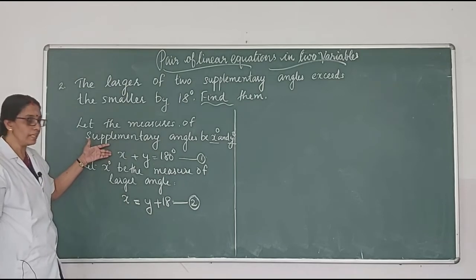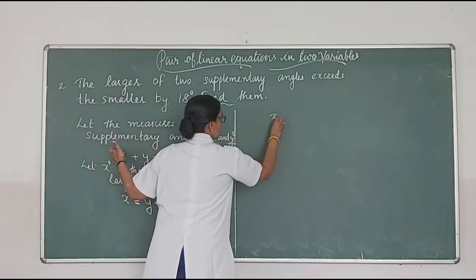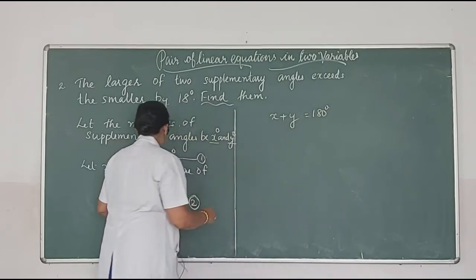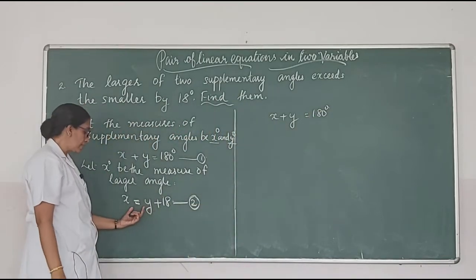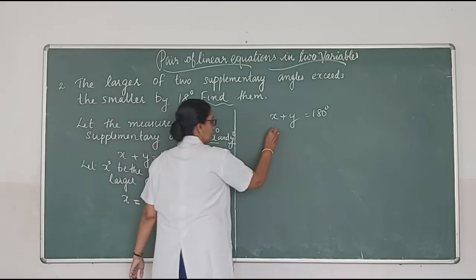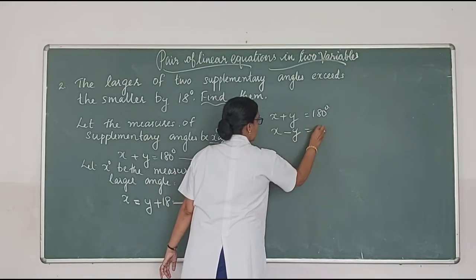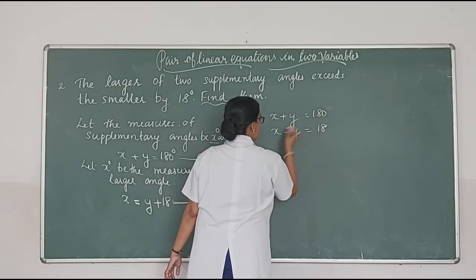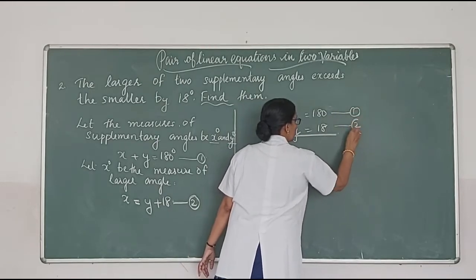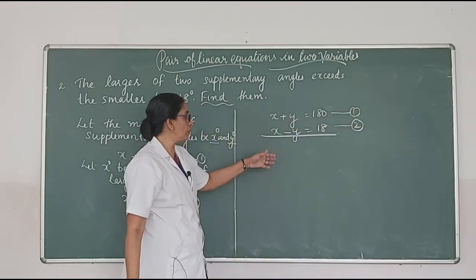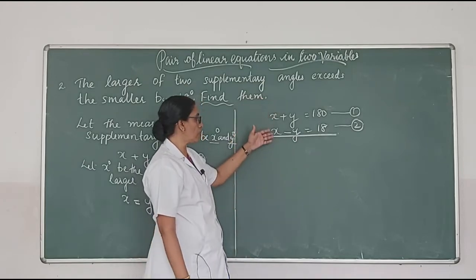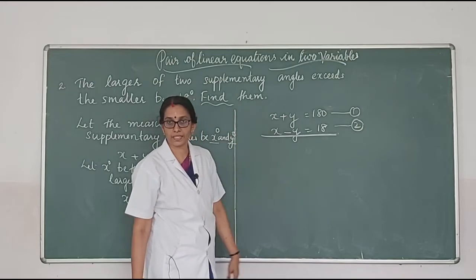What is the first one? x plus y is equal to 180 degrees. And the second one, we can rearrange the terms: x minus y is equal to 18. Okay, here it is enough. Now, this equation 1 and this equation 2, we can do addition or subtraction to solve these equations by the elimination method.